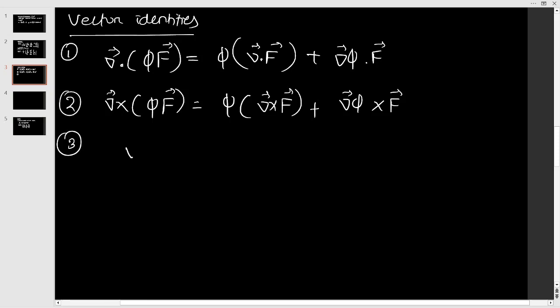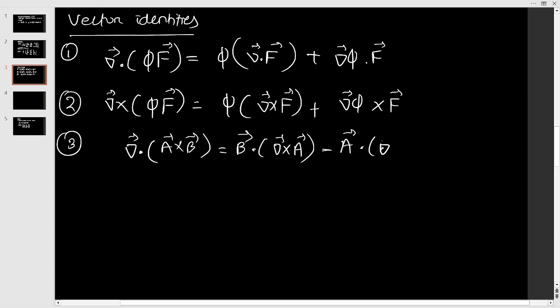And third, I have divergence of A cross B, which becomes B dotted with curl of A minus A dotted with curl of B. These three are the product rules. It is easy to remember, you just have to memorize it. We will discuss various problems in the class, and in order to solve them you need to know this.